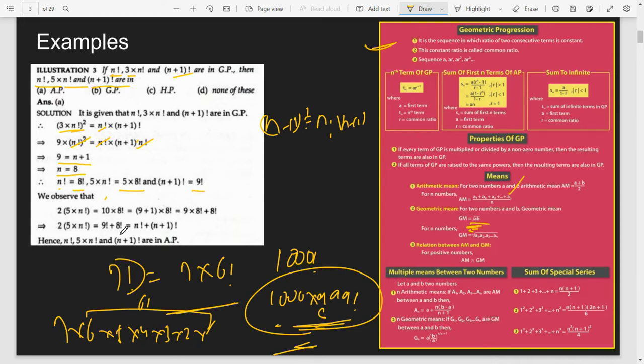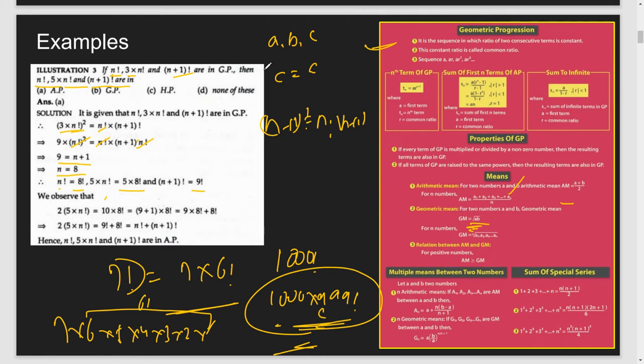So obviously, let's say there are three terms A, B, C, and these are in GP, then the particular thing is C is equal to, I mean, if A, B, and C are in AP, then the sum of the two terms, B is equal to A plus C by 2. Okay, sorry, A plus C by 2.